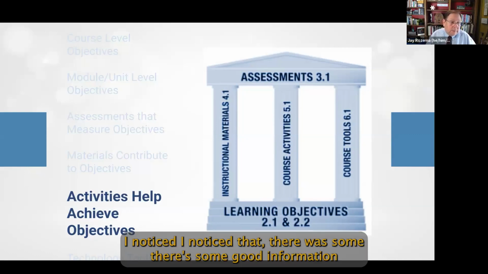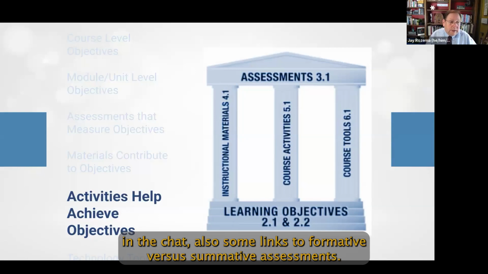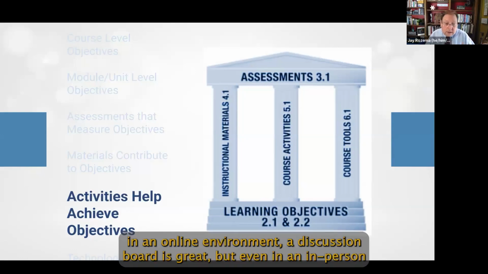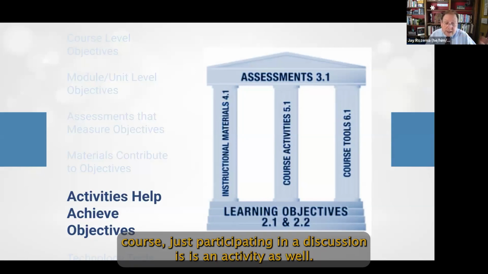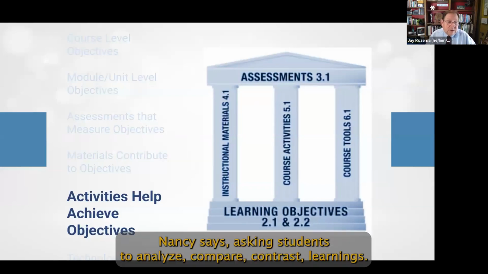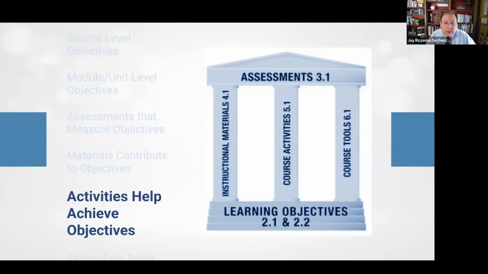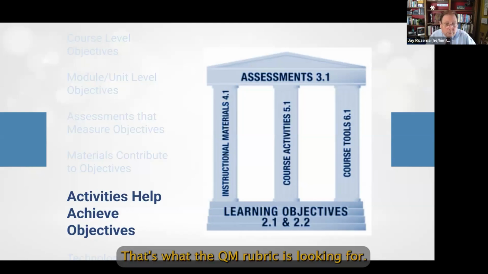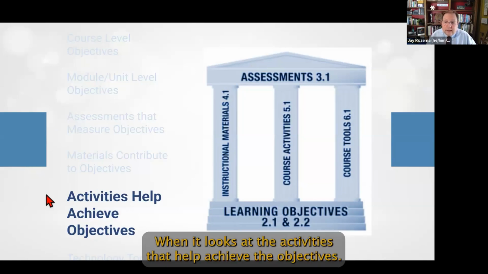I noticed that there's some good information in the chat also, some links to formative versus summative assessments. Aaron also said participating in a discussion board. In an online environment, a discussion board is great, but even in an in-person course, just participating in a discussion is an activity as well. Nancy says asking students to analyze, compare, contrast learnings. Yes, all of that. Get the students to do something to where we can provide them formative feedback. That's what the QM rubric is looking for when it looks at the activities that help achieve the objectives.